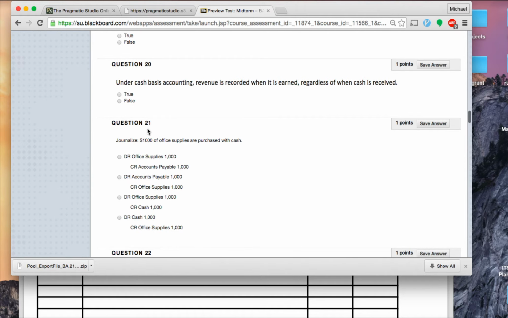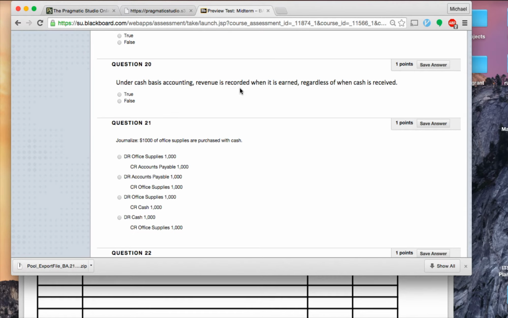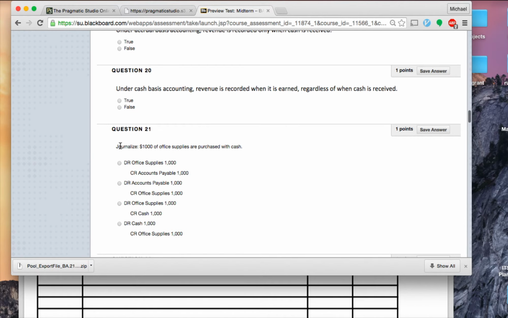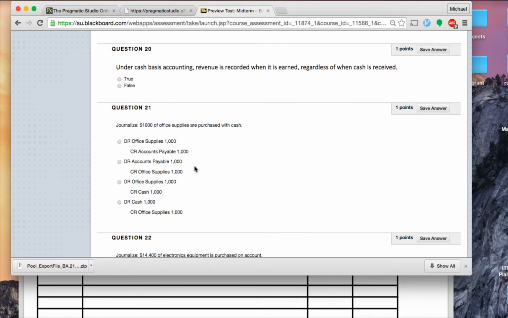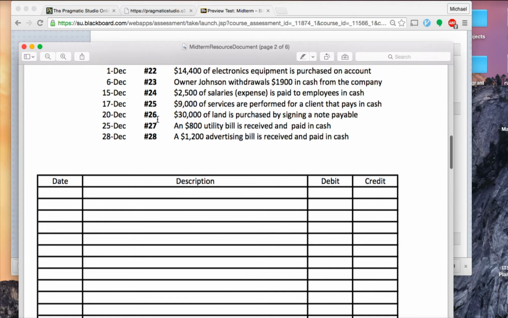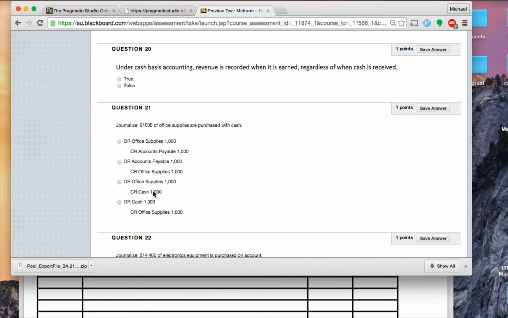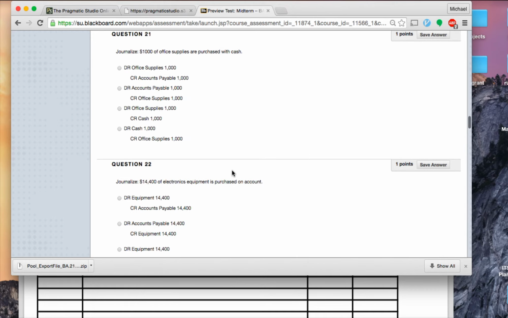Once you get to question 21, that corresponds with your resource document right here. You'll see that this journal entry right here, $1,000 of office supplies are purchased for cash, is the same one that you see right here, journalized $1,000 of office supplies are purchased with cash. Okay, so you pick the right answer there. And if you've already done the paper version of all of these journal entries, you'll just have to go through and say, okay, number 21, what did I do for this journal entry, and find whatever you did in the answer choices here for 21. So you'll keep going through those.